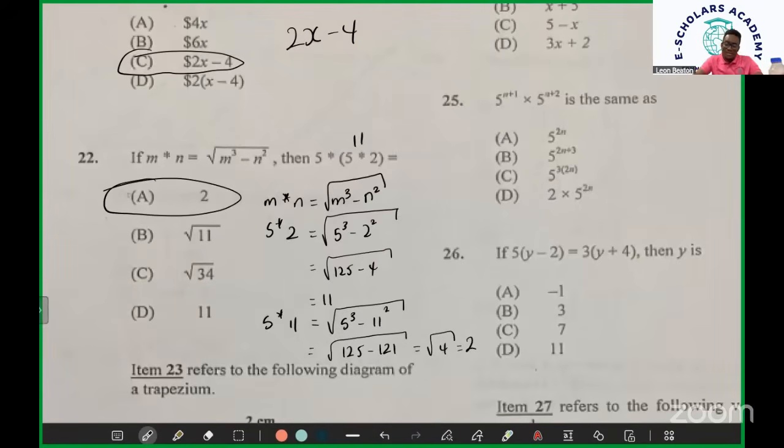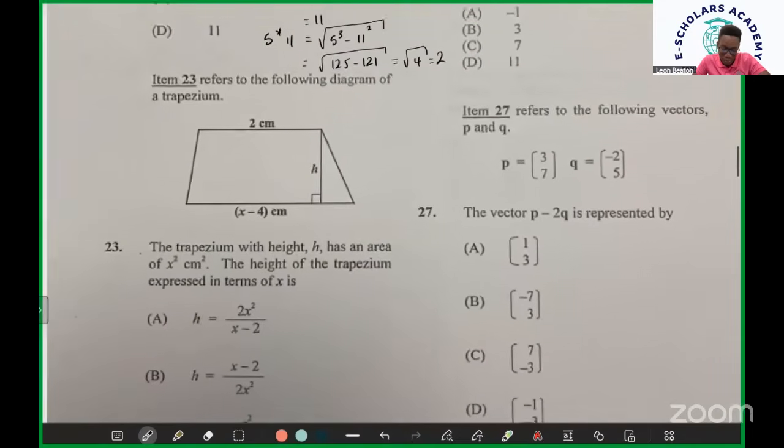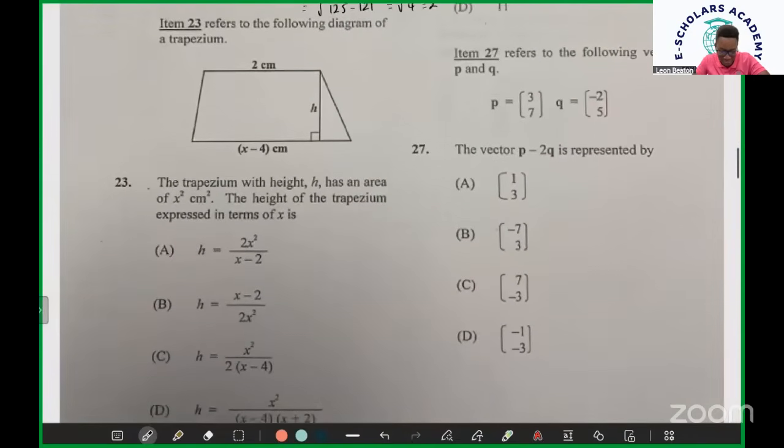The answer is not 11 because this is a change. They add on this piece here to the question, right? Normally, they would just give us 5 star 2, but they add on the star piece. That's why you got to be careful. CXC will add a little piece to the question, and we can run down and put the answer as the one that we think is the answer. So careful.